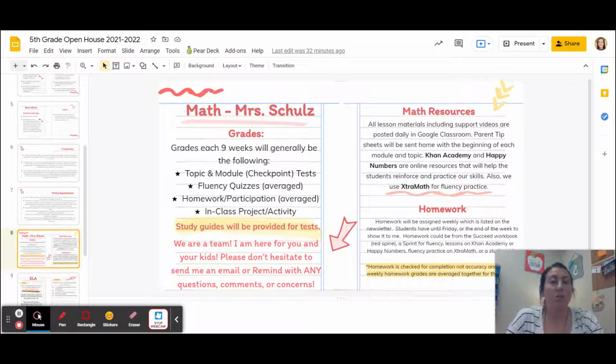Parent tip sheets are also posted in Google Classroom. I will be sending those home and posting them, and that will be coming to you at the beginning of a module as well as topic changes. And that's just going to have some vocabulary that we're using, examples of the types of skills that we are using. It's only just to kind of give you a little overview of what we are covering in class.